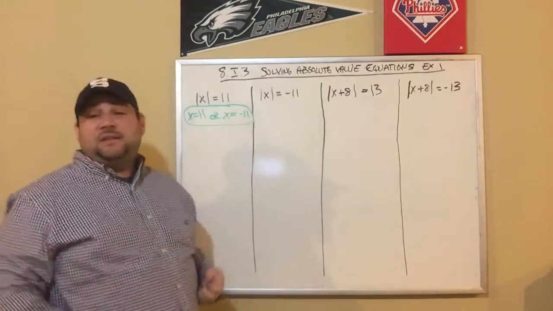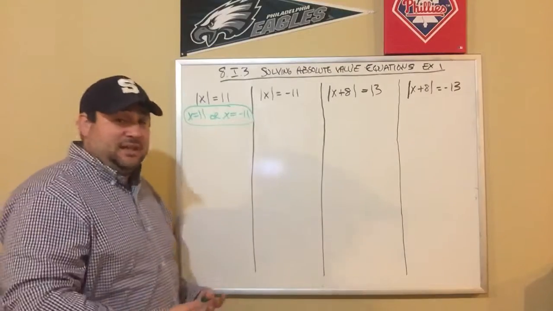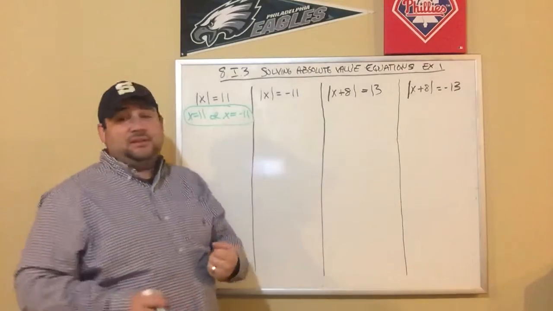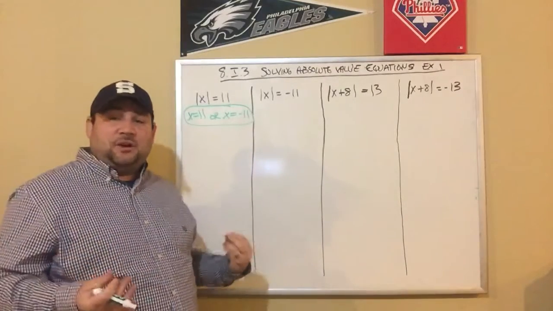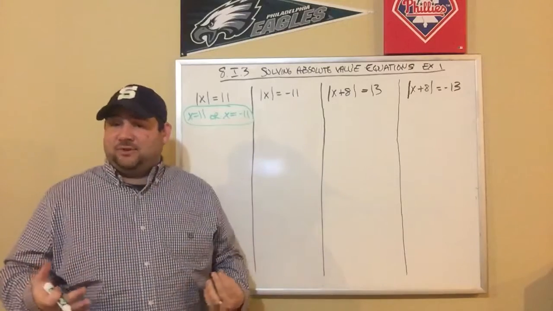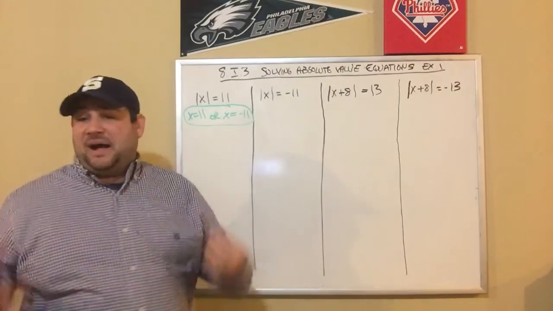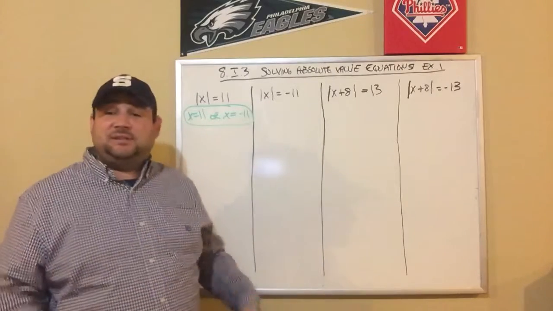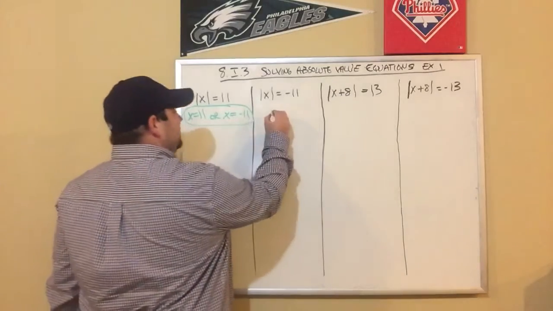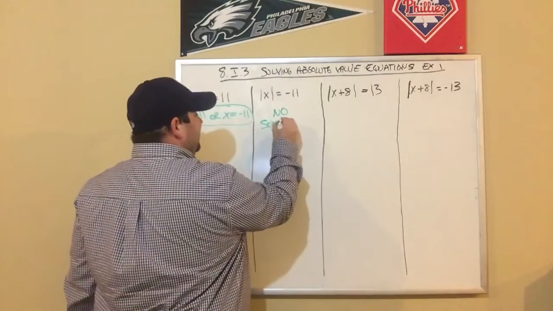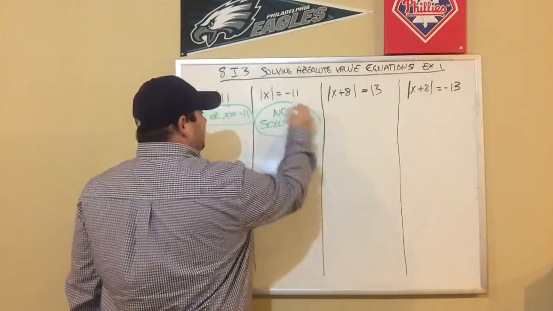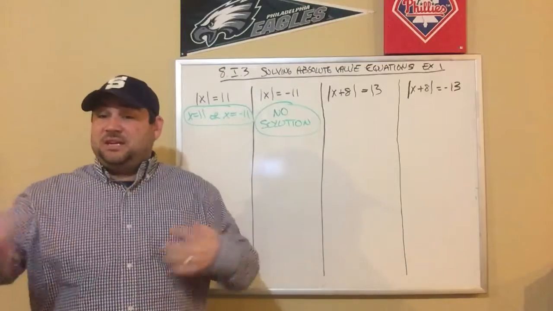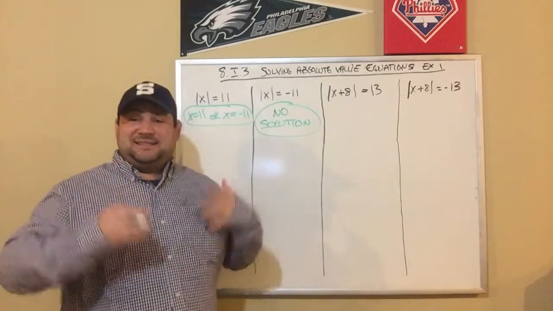So let's look at the next one. The absolute value of x equals negative 11. So what number could I plug in for x, take the absolute value, and get negative 11? Well, if you think about what we just talked about, I said absolute value always has to be positive, right? When you take the absolute value of something, you're going to get a positive number. So how could I take the absolute value of some number x and get negative 11? You can't. So this is no solution. It is not possible for absolute value to equal a negative number. So if you ever have absolute value of something equals a negative number, the answer is going to be no solution because it's not possible.